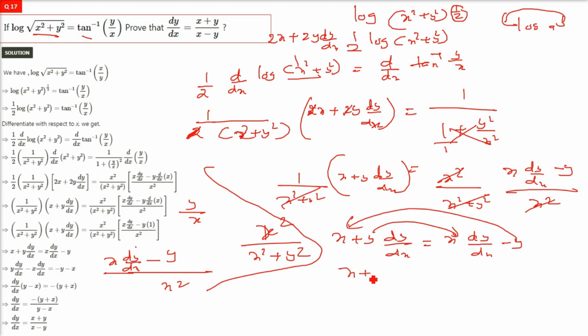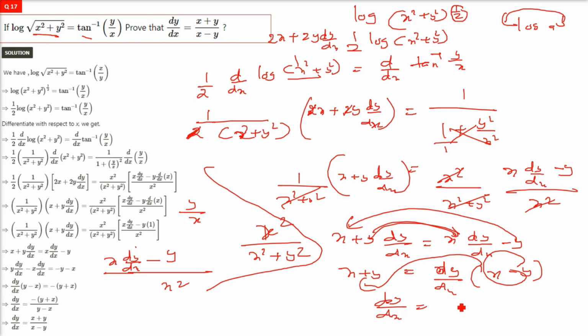So y here means dy by dx on one side, others on other side. So we have x plus y, dy by dx I am taking common, I am bringing it here. This is going to be dy by dx x minus y. So dy by dx will be equal to x plus y by x minus y. And that is what the result says. We need to prove it, and we have proved it.